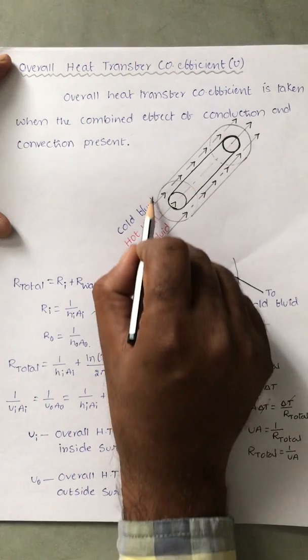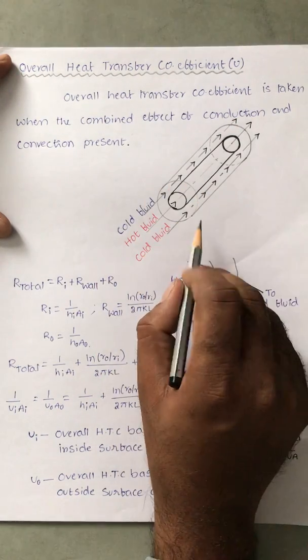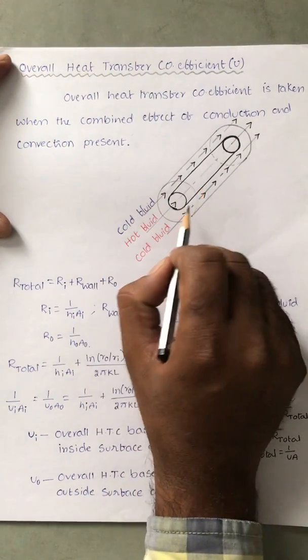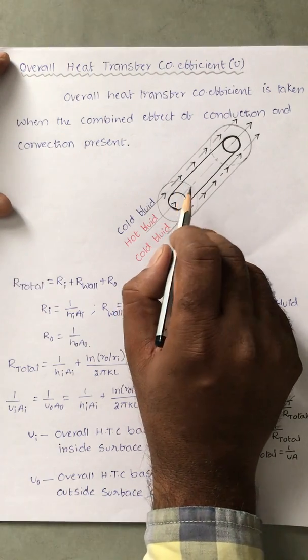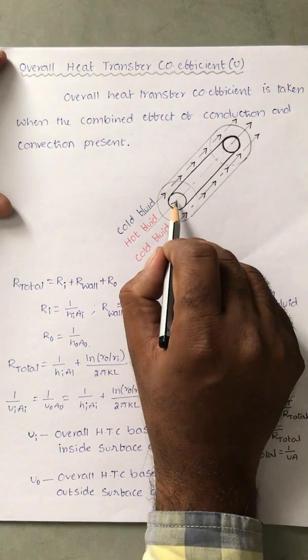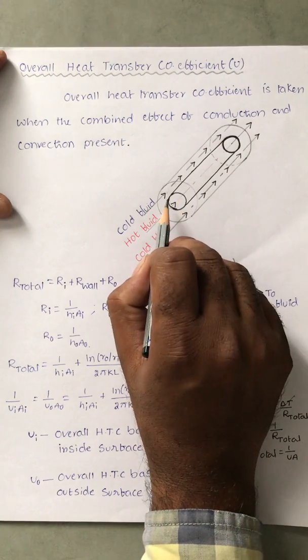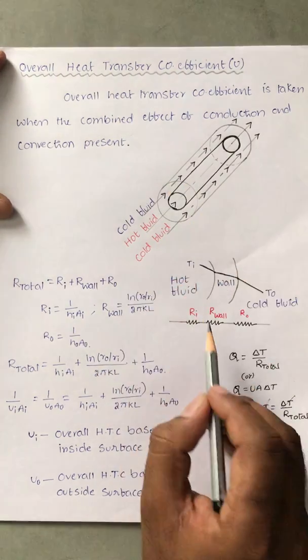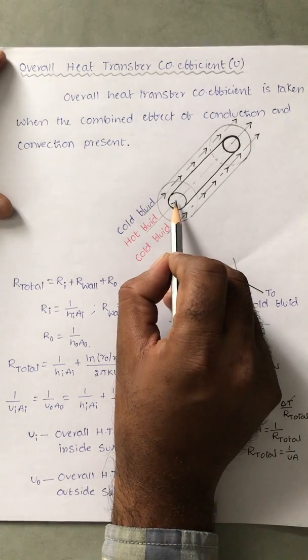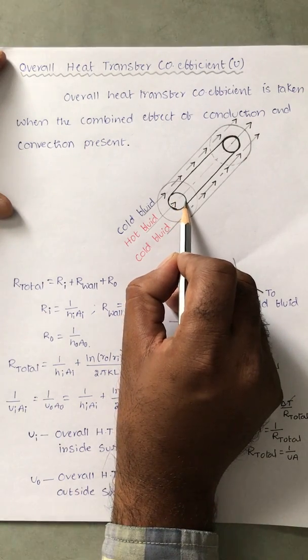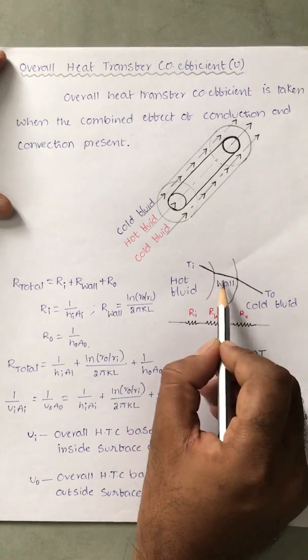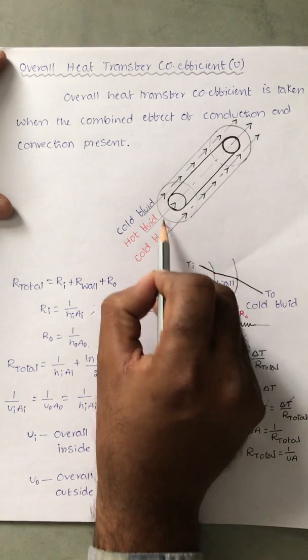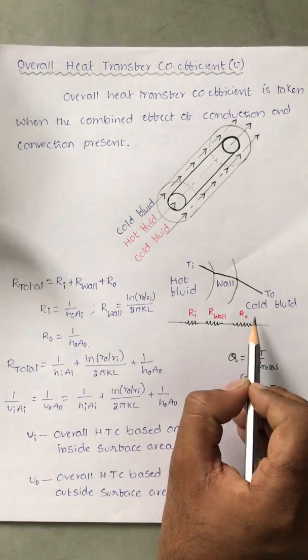Of course, there is no resistance to consider here, because the heat exchanger is designed on one assumption: heat is transferred from hot fluid to cold fluid. It is not transferred to the surroundings. So no need to consider any resistance there. So only three resistances: convection resistance by the hot fluid, conduction resistance by the surface, and convection resistance by the cold fluid again.